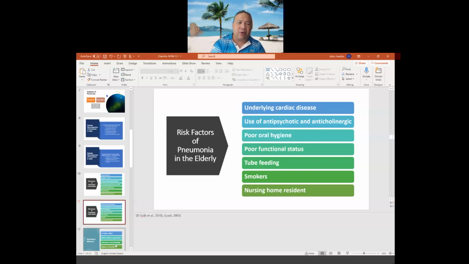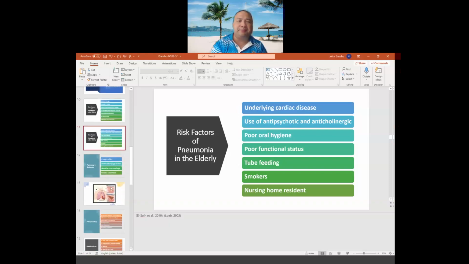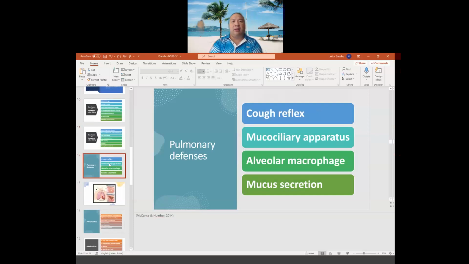Okay, let's move on to the next topic, which is your pulmonary defenses. It is important to know this before we delve into the pathophysiology of pneumonia. So, what are the pulmonary defenses of the body? Once this pulmonary defenses are damaged, there is a possibility that this resident will develop pneumonia. Cough reflex.